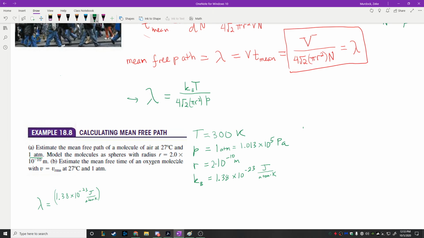5.75 times 10 to the negative 8. That's what I got. Yep. So we plug these numbers in. It's going to be that times 300, and then divided by 4 times square root 2 times pi. Multiply by the radius squared, which is 2 times 10 to the negative 10 meters whole squared.